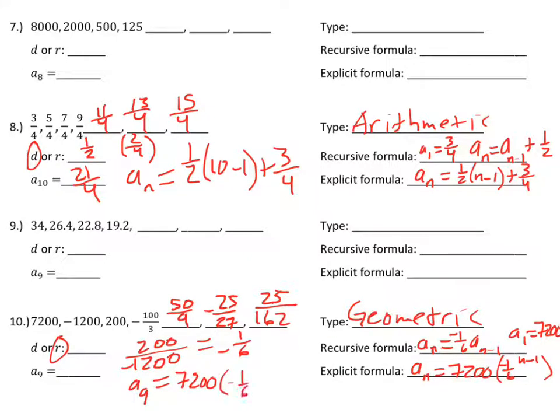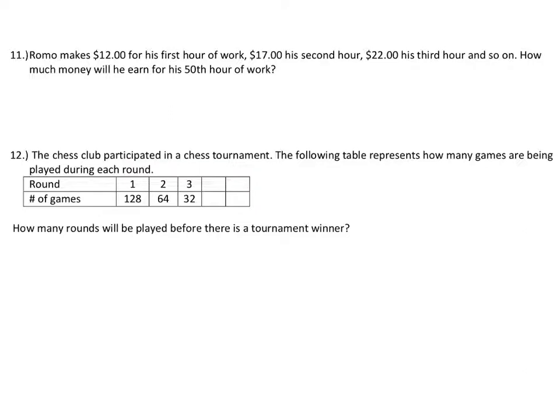Negative 1/6 to the 9 minus 1 power. And when you do that and simplify things down, you're going to get about 0.004287, which is a fraction that I am not going to figure out right now. Anyway, moving on to the next one.